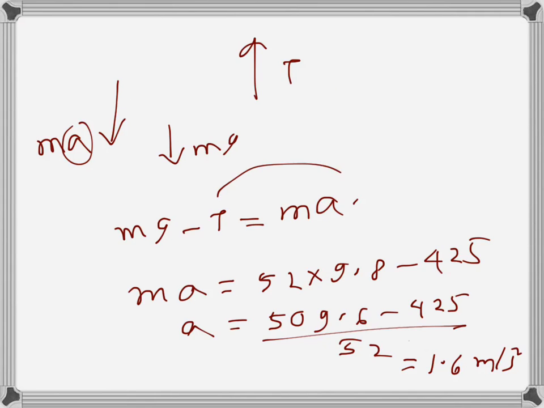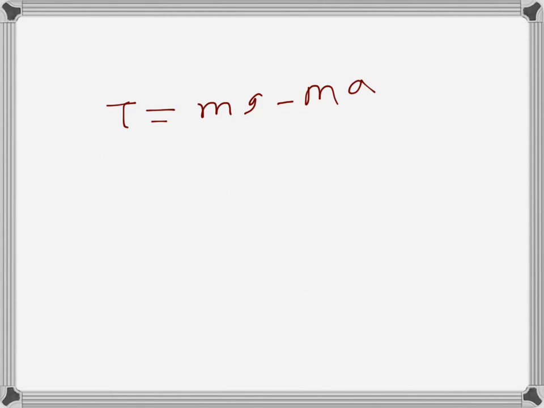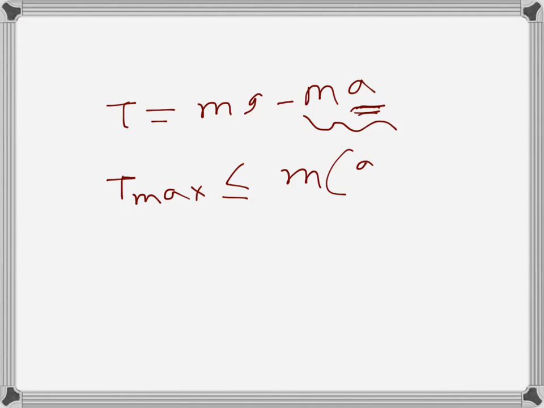So we can rewrite the tension formula like this: T equals mg minus ma, if we take the tension on one side and ma on the other side. Now for T to be less than or equal to T max, we need ma to have a certain value so that mg minus ma is at most T max. If ma is very small, then mg minus ma will be larger than T max, and as a result the rope will break. So a has to be at least that value.